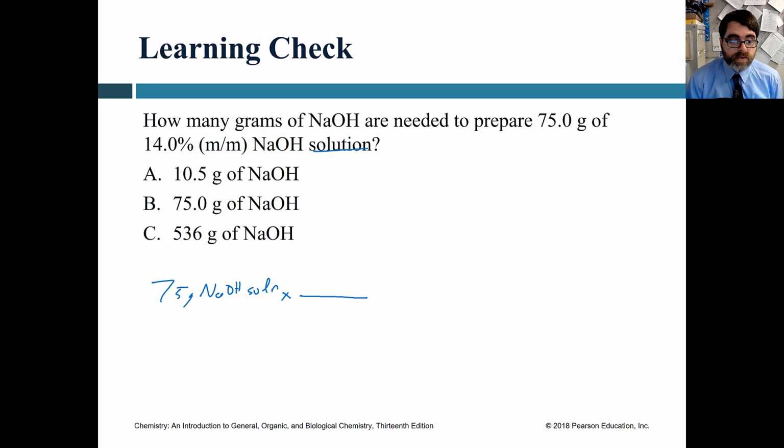And then we have that conversion factor that we had just a moment ago of 100 grams of solution is equal to 14 grams of NaOH. We still end up with 75 times 14. The difference here is because it's not a 14%, we're dividing by 100. Grams of solution cancel the grams of solution. We're left with grams of NaOH, and we get the same answer, 10.5 grams of NaOH.